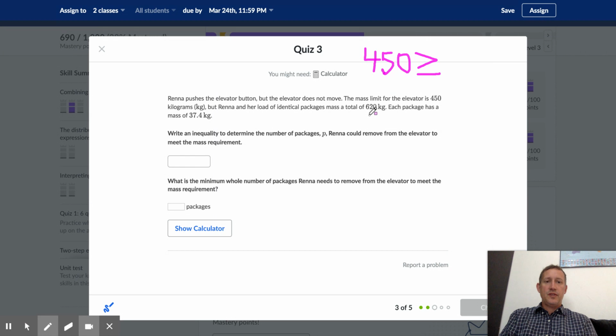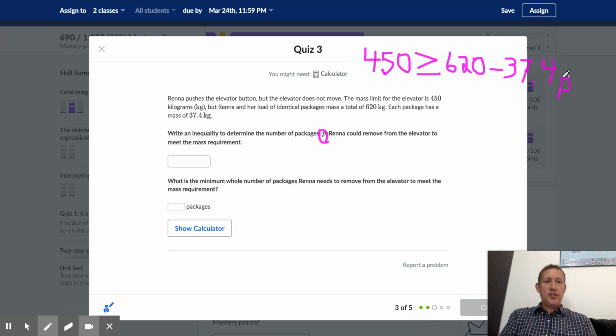the mass total that she has is 620. You can see that that is not smaller than 450. It's greater than 450. But she has packages that we're going to subtract. So minus each package. And they want us to use P. I don't know if you can see that. They want us to use P for the variable. So we have 37.4 P.